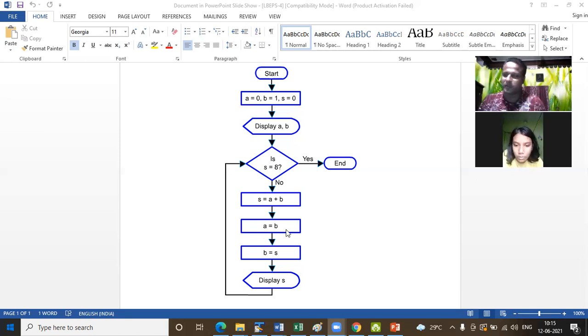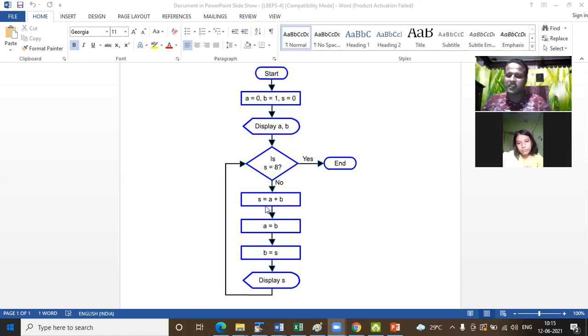Now A is equal to B. What is the value of B? 2. Now A becomes 2. Just cut it, write A is equal to 2. Now B is equal to S. S value is 3. So B is 3. Now display 3. Now coming to here, is 3 equal to 8?